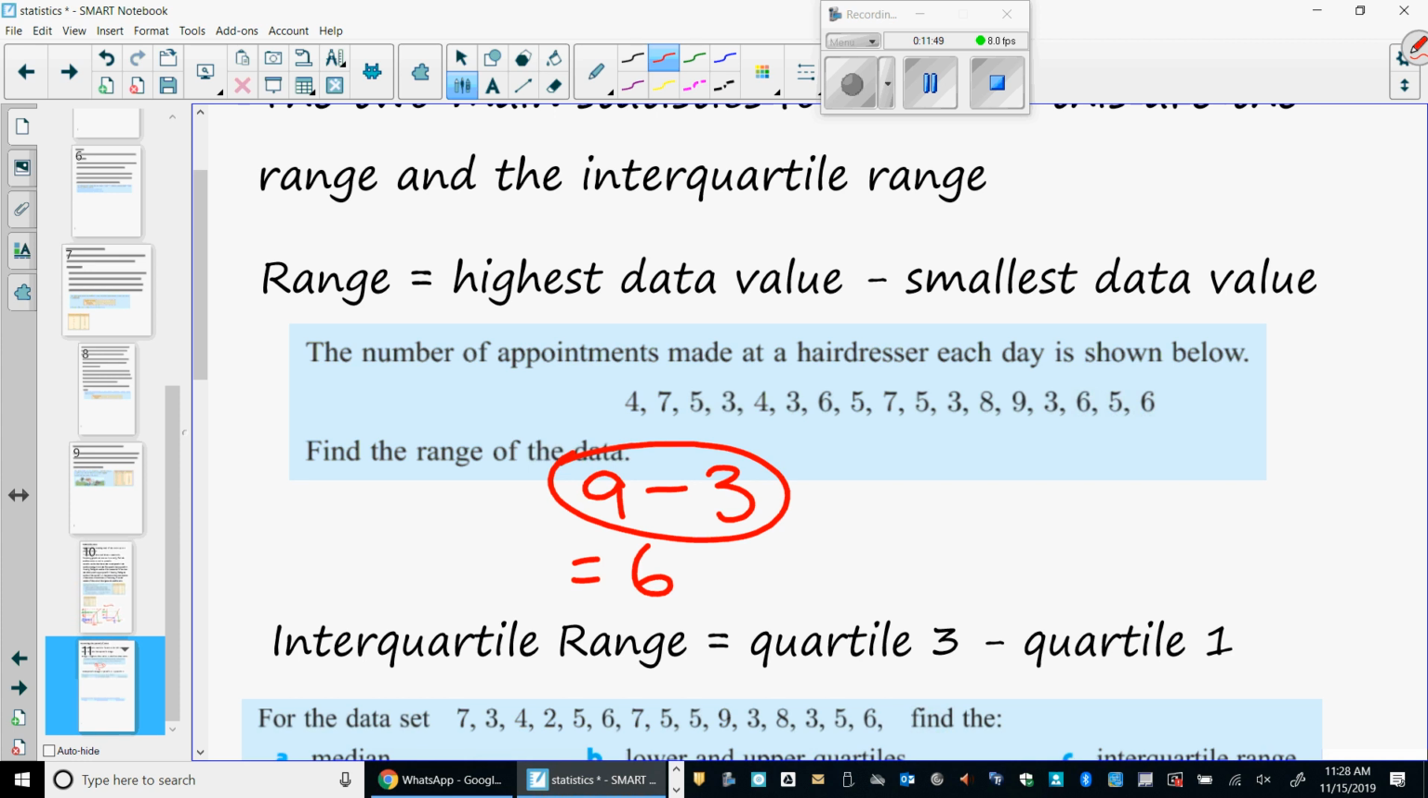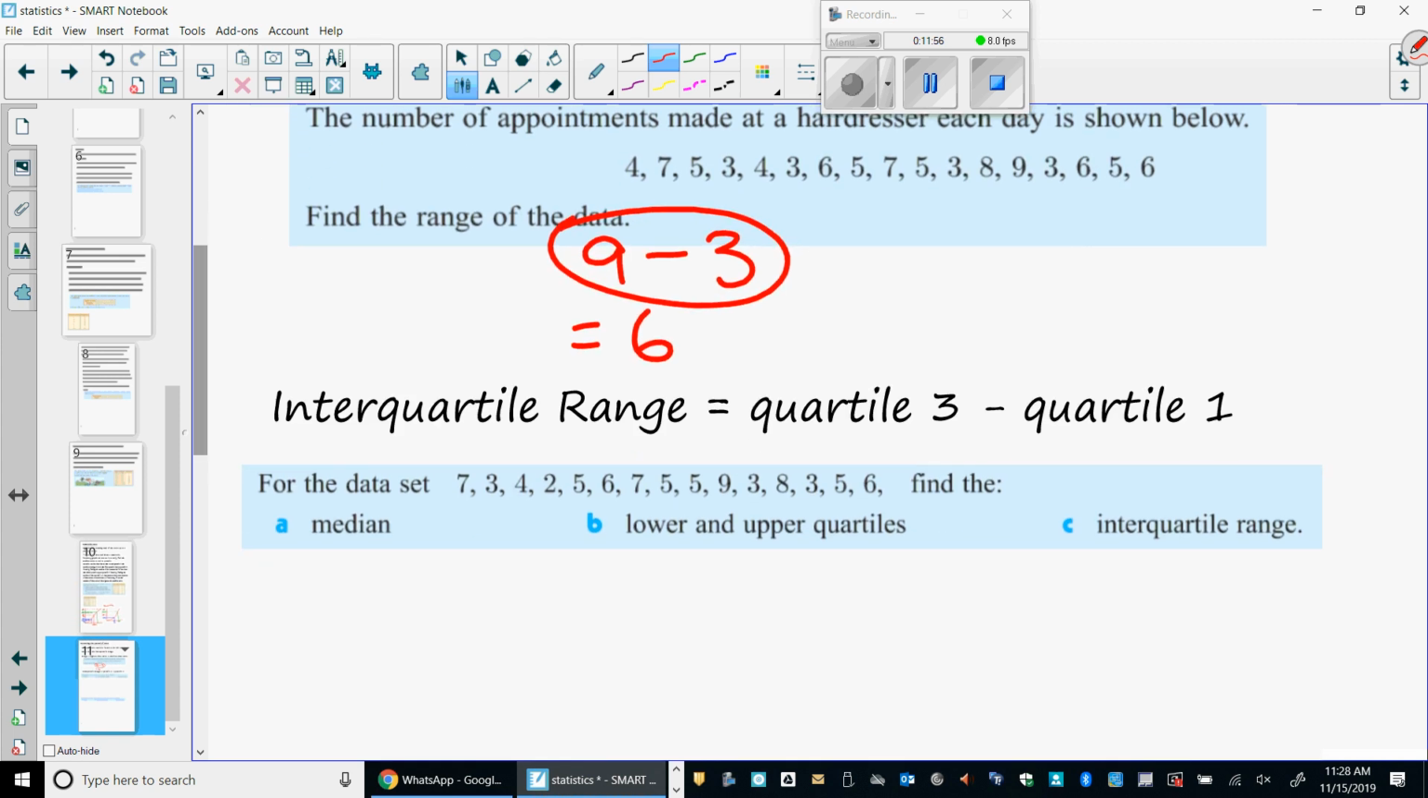So here, the range of this data is just 6. Now, interquartile range is quartile 3 subtract quartile 1. So if you've been asked to find the interquartile range, you need to be able to find the quartiles. We've talked about that from a cumulative frequency diagram. It's quite straightforward from data too. Sometimes people get freaked out a little bit, but we shall not.